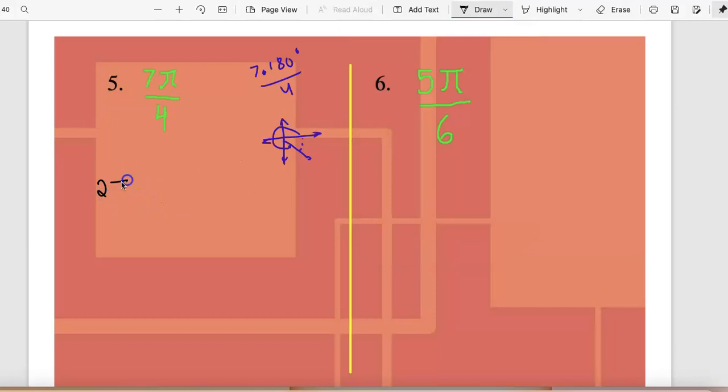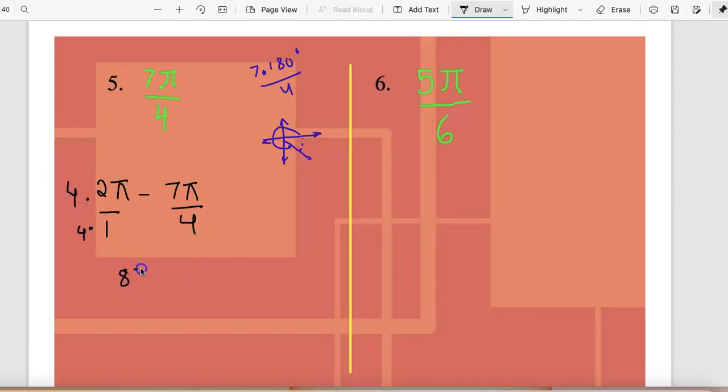So this is 2 pi minus 7 pi over 4. Now how do you subtract these? Let's put 1 over here. Your job is to make this 4. How can you make this 4? 4 times 1 is 4. So if I multiply by 4, this means I need to multiply this also by 4.